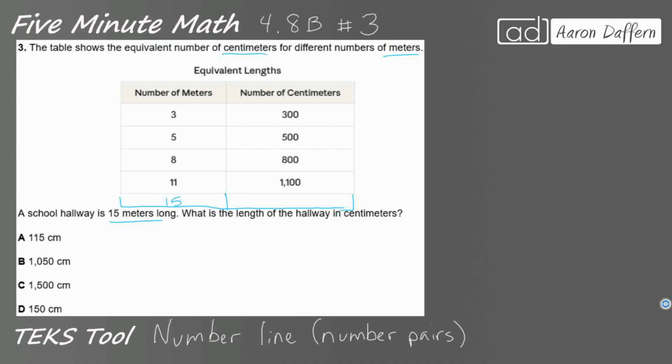But if we're not ever sure, we can actually look at this with a double number line. So I'm going to draw two number lines. I'm going to transform my table into this double number line. And we are going to put whatever's on the bottom, in this case, it's M for meters, that's going to be whatever's on the left-hand side. So if I've got 3, I've got 5, I've got 8, 11, and then 15.